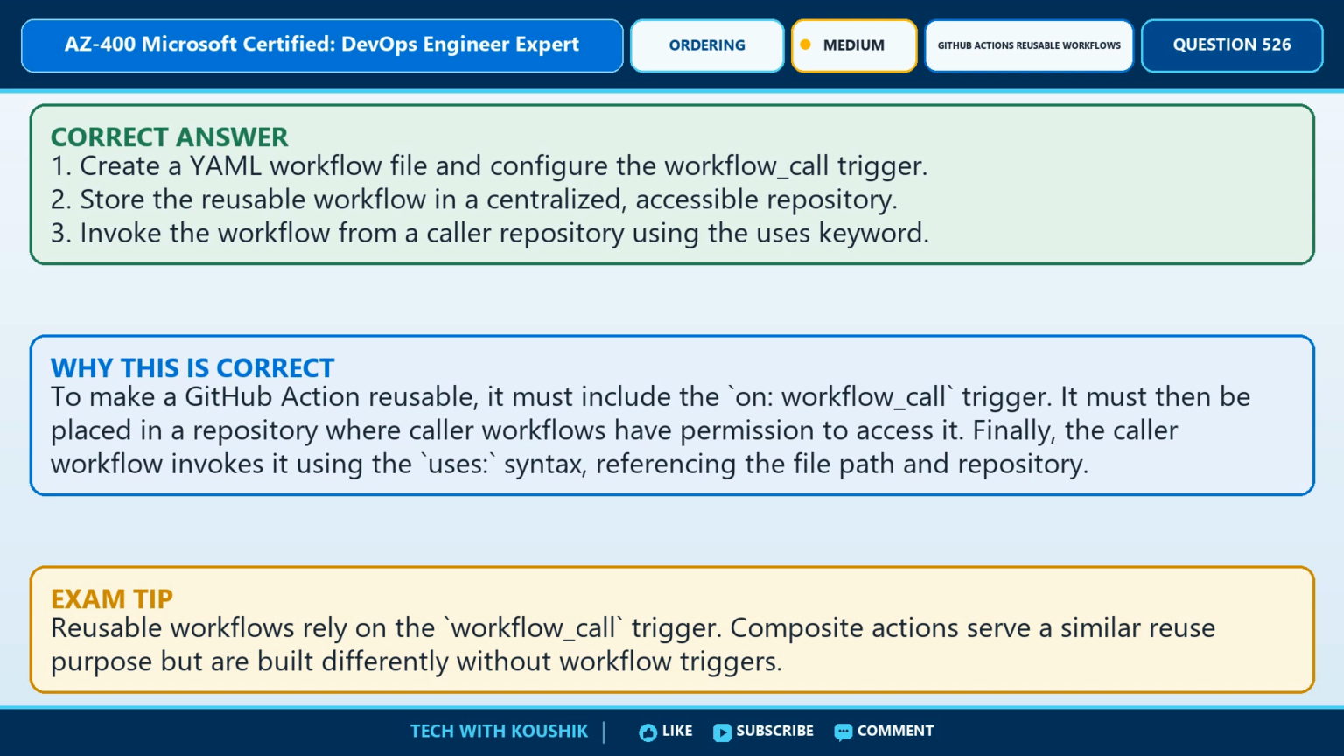Here's why. To make a GitHub action reusable, it must include the on workflow_call trigger. It must then be placed in a repository where caller workflows have permission to access it. Finally, the caller workflow invokes it using the uses syntax, referencing the file path and repository. Exam tip: Reusable workflows rely on the workflow_call trigger. Composite actions serve a similar reuse purpose but are built differently, without workflow triggers.